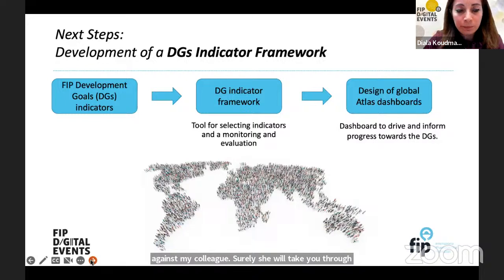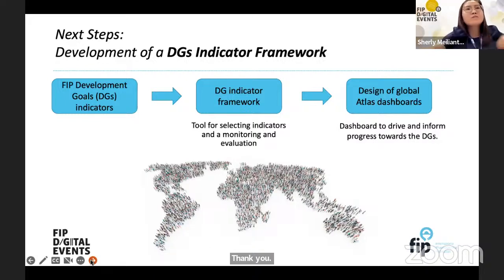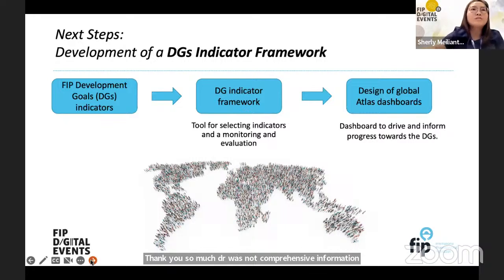Thank you so much, Diala, for such comprehensive information about the development of the DGs indicators. As we have heard from Diala previously, this globally validated list of indicators across all DGs will monitor the progress worldwide to support each country in the process of their transformation, to support their workforce, their education, their practice, and also pharmaceutical sciences.